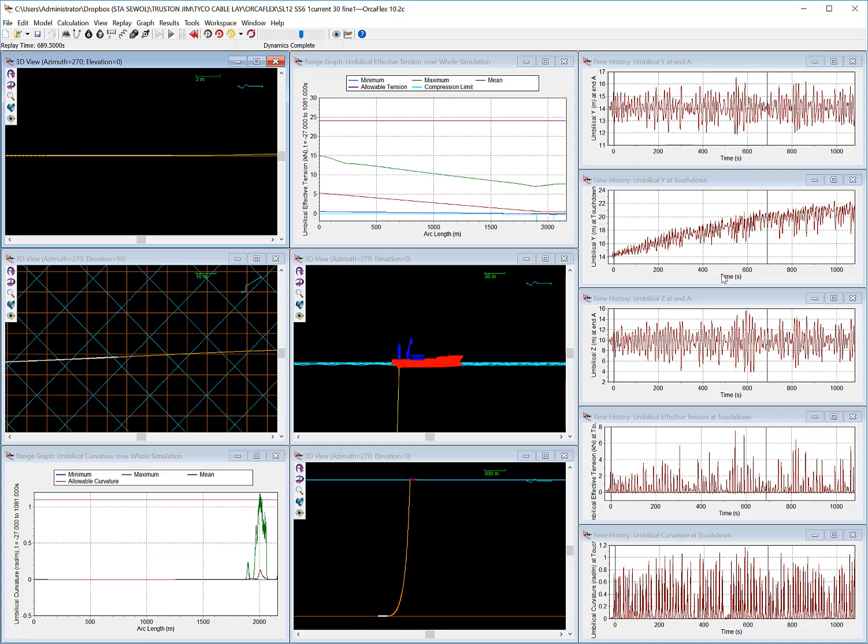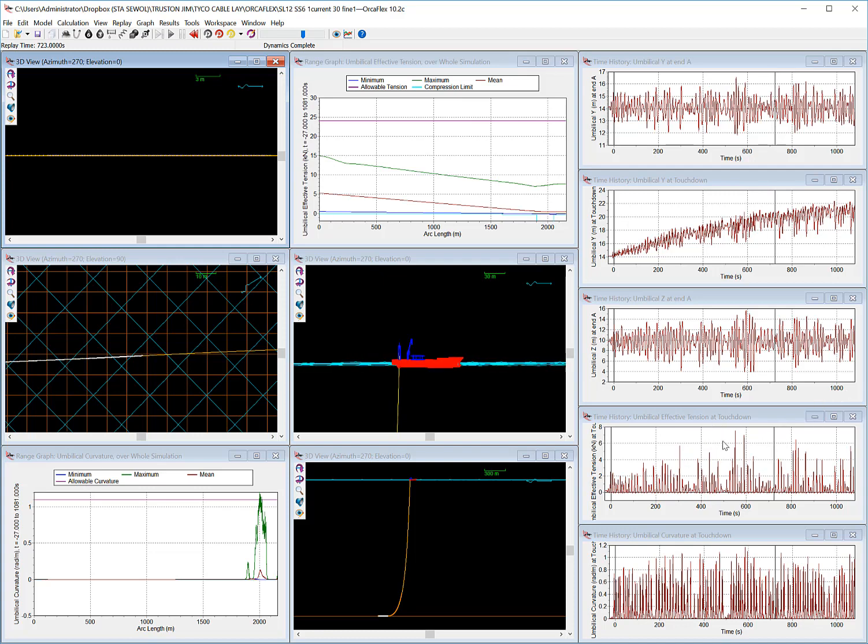And the bottom end tension, I apologize, I'm not reading these very carefully. That's the Y motion at the top end, 12 to 16. And here's the Z motion at the top end, from 4 to about 16. So a range of about 12 meters maximum in this 1,000 seconds of simulation.